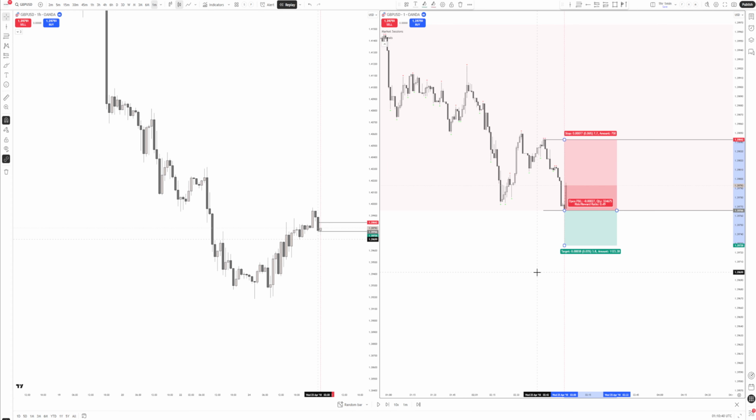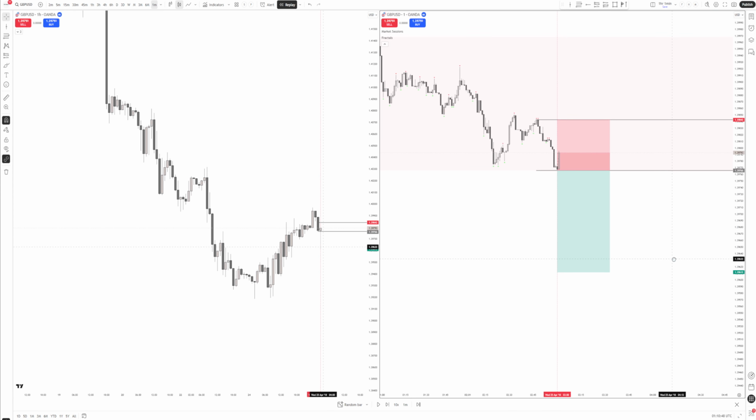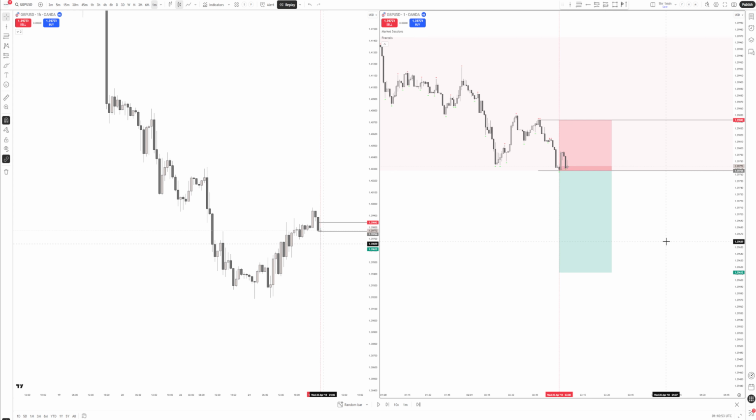Stop loss above, and we go for a 2-1. There you go. Okay, let's see what happens. Do we get tagged in? Yes, we get tagged in. Does price continue going lower? No, it's going sideways at the moment.